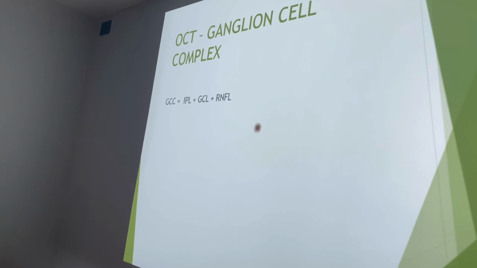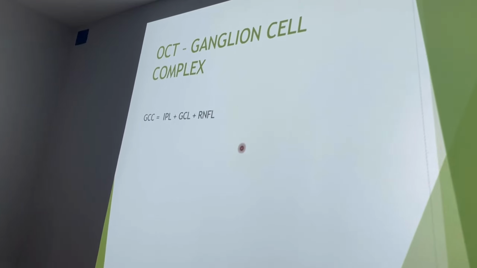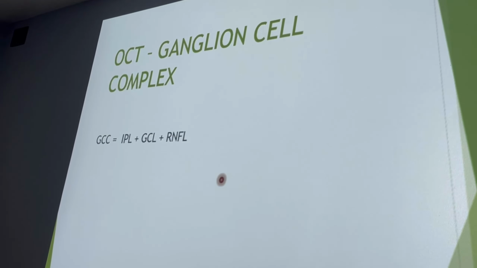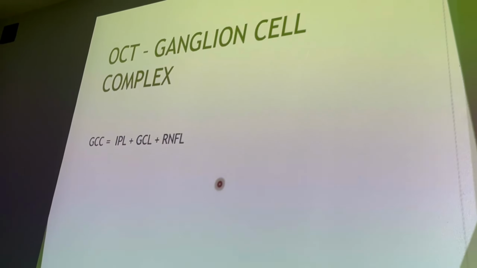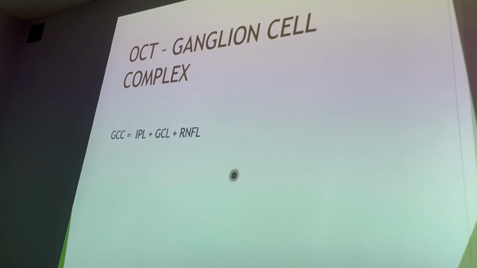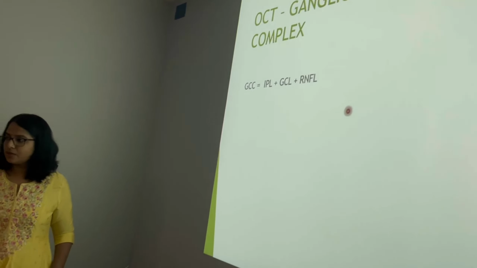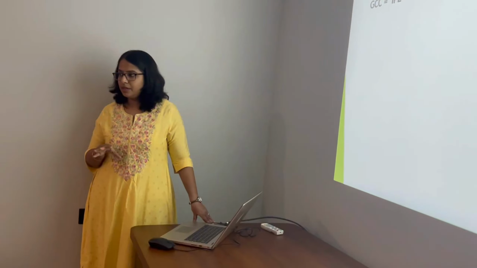Now, the OCT ganglion cell complex. The ganglion cell complex includes the inner plexiform layer, ganglion cell layer, and the retinal nerve fiber layer. The inner plexiform layer is the dendrites of the ganglion cells, and the RNFL is the axons of the retinal ganglion cells. So basically, glaucoma means retinal ganglion cell death. So this GCC can also be used to detect glaucoma, and it's useful in many conditions.